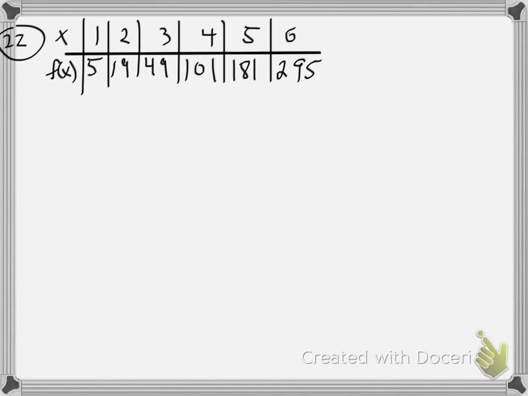Okay, question 22. It says use finite differences and a system of equations to find a polynomial function that fits the data in the table. Okay, finite differences, remember? Your first order, it looks like that goes plus 14, and then it goes plus 30, and then it goes plus 52, and then plus 80, and then plus 114.